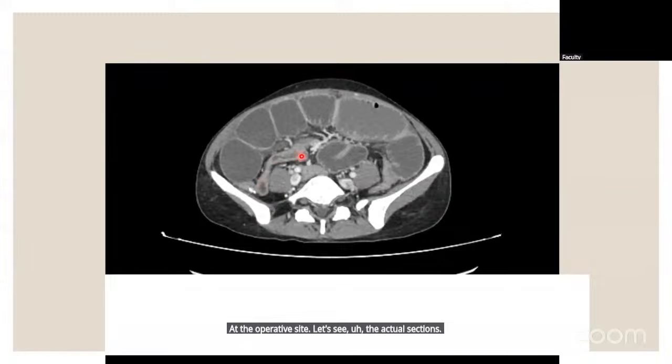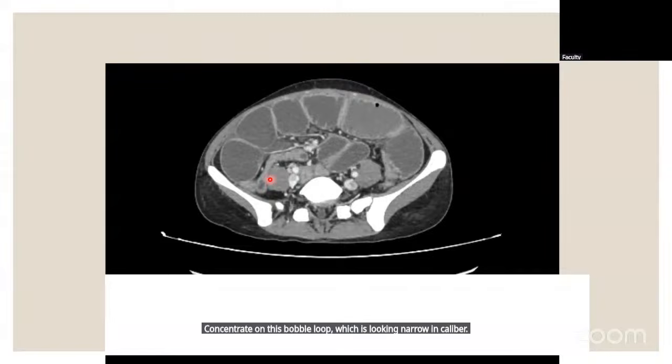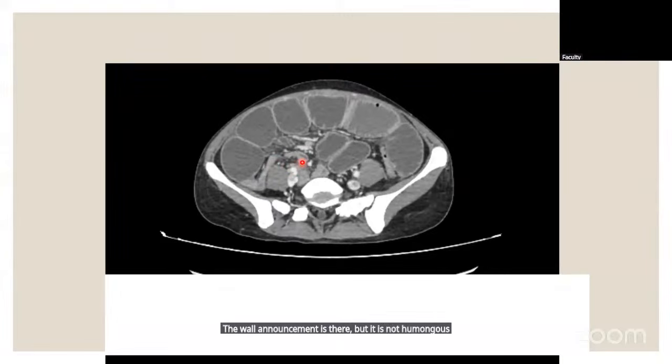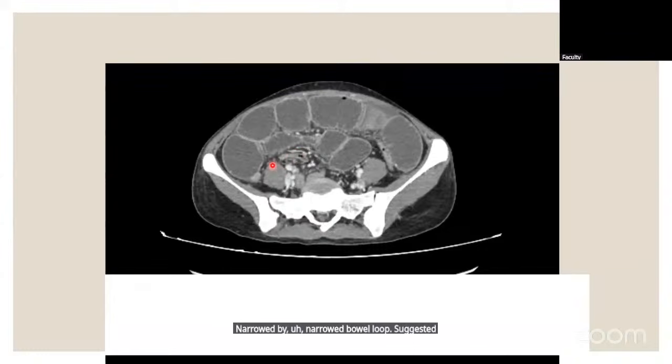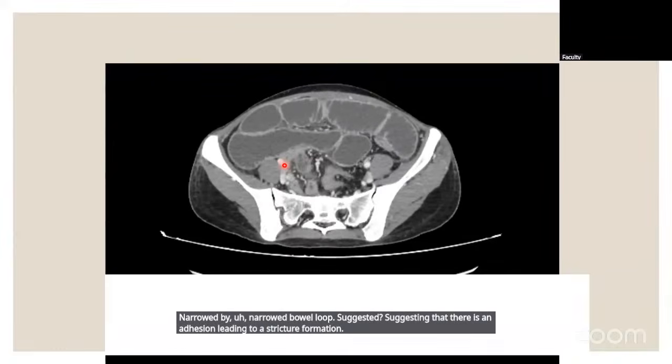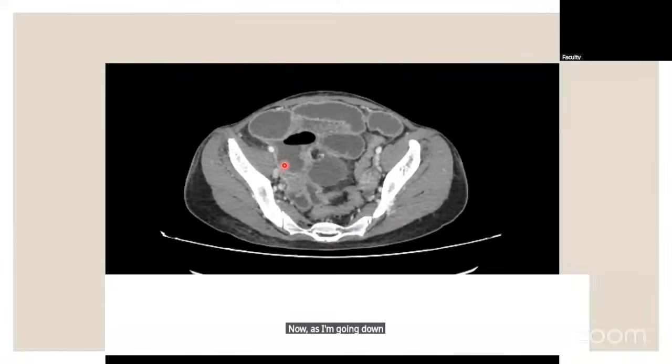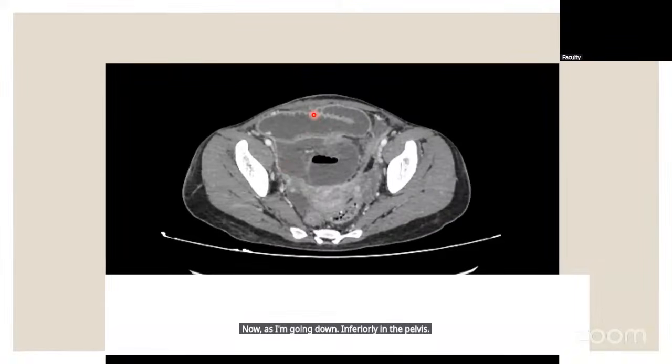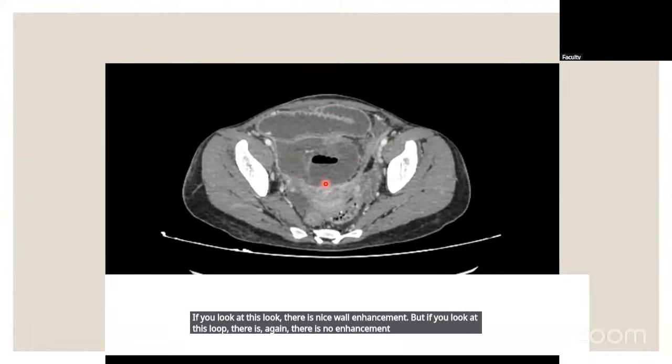Concentrate on this bowel loop, which is looking narrow in caliber. The wall enhancement is there, but it is not humongous. It is a mildly thickened, narrowed bowel loop, suggesting that there is an adhesion leading to a stricture formation. Now, as I am going down inferiorly in the pelvis, if you look at this loop, there is nice wall enhancement. But if you look at this loop, there is no enhancement of this bowel loop.